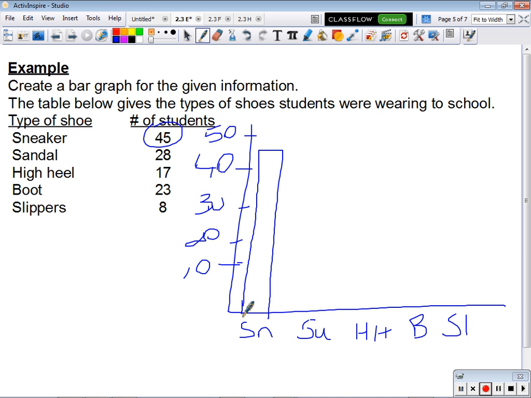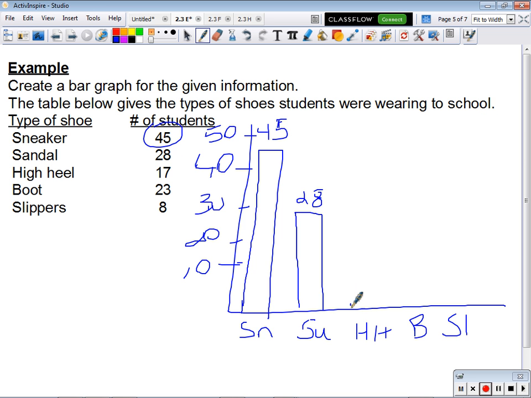The next one is sandals, 28, so that might be just below the 30, so maybe something like that. Just note also here, I'm going to put the numbers on top of the bars just like I showed you in that one diagram there. It's always good to put the numbers on top so that you're not trying to guess what the frequency is for each one of those.